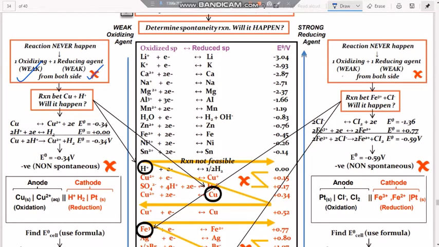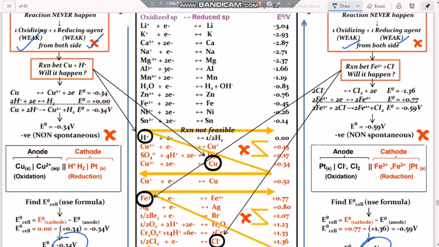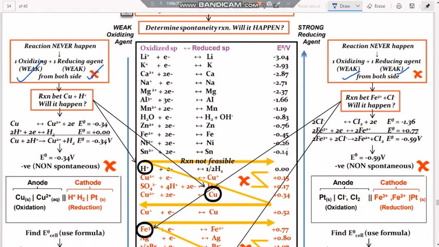If the oxidizing agent is weak and the reducing agent is weak, it means the reaction may go to non-spontaneity. The strength of oxidizing and reducing agents can be understood from E naught value. So that is the entire thing involved in this observation of the electrochemical series.